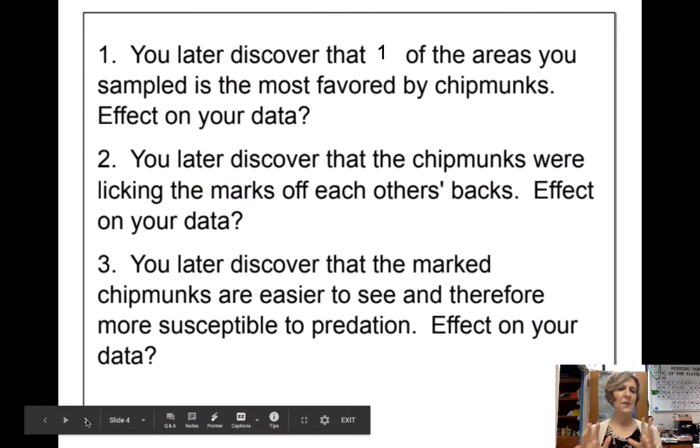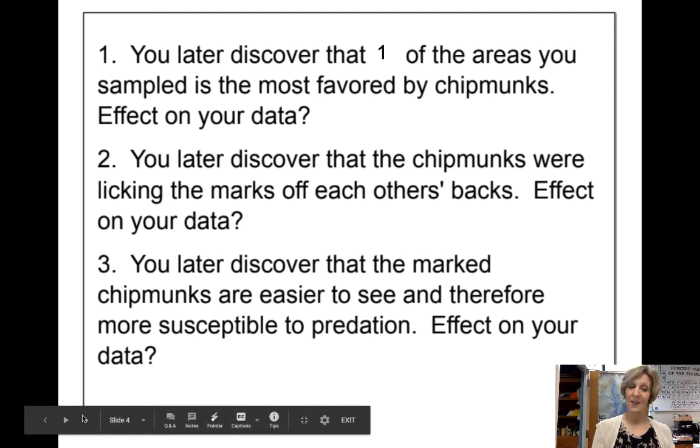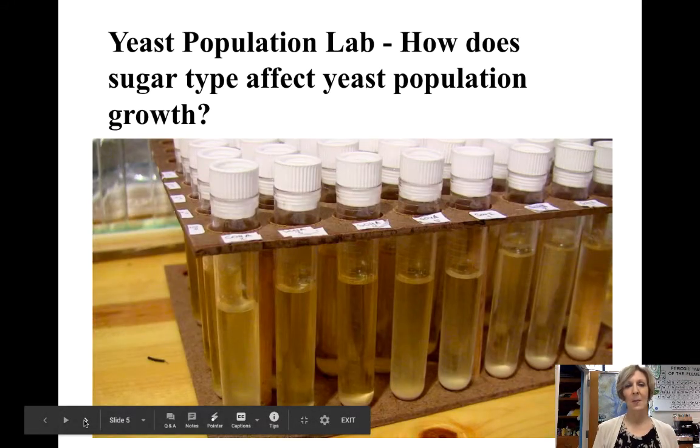I want you to do some thinking here about this. Suppose one of these problems happens. You later discover that one of the areas that you sampled is more favored by chipmunks. How is that going to affect your data? Or you later discover that the chipmunks are licking the marks off each other's backs. How would that affect your data? You need to look back at that ratio specifically and see which of those four numbers is going to be affected. Or you later discover that the marked chipmunks were easier to see and therefore more susceptible to predation. How would that affect it? Try to think about those problems.